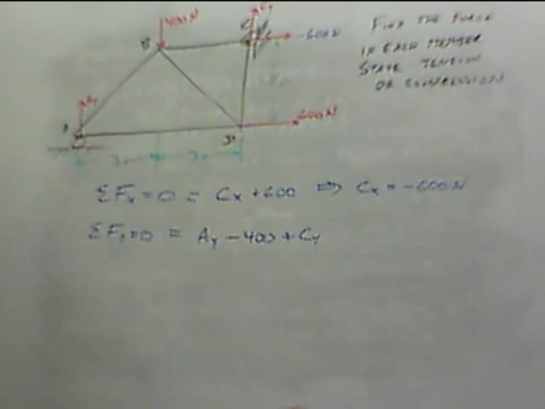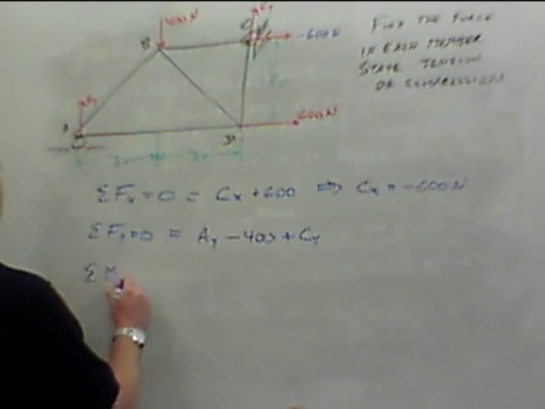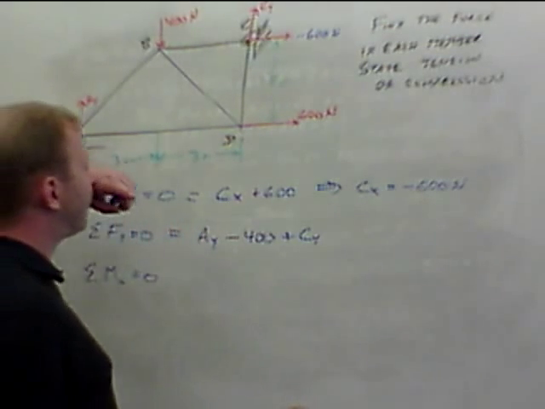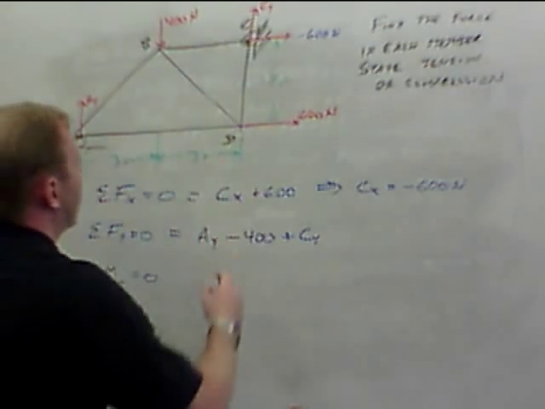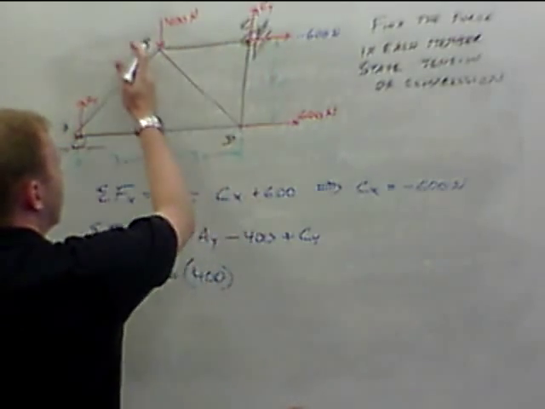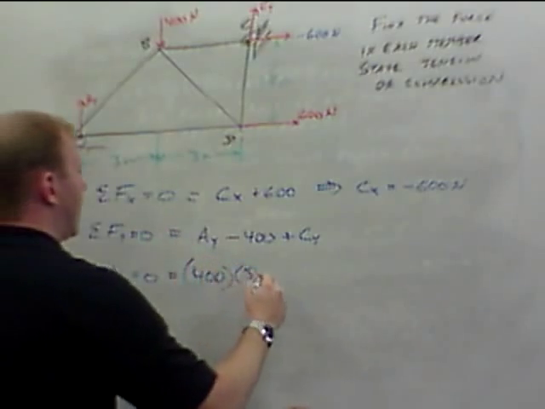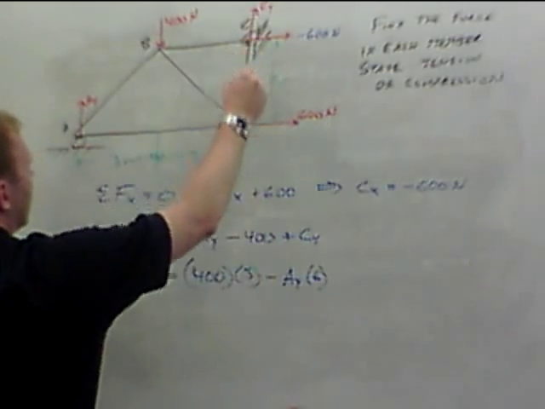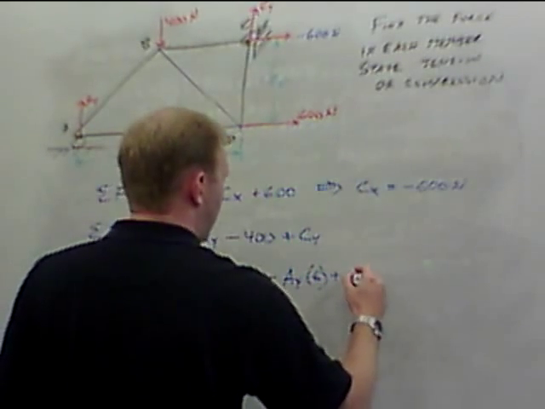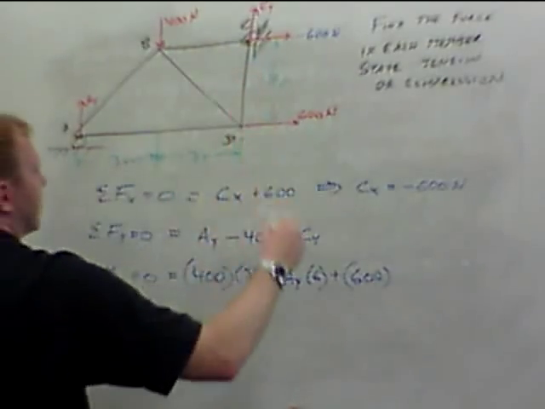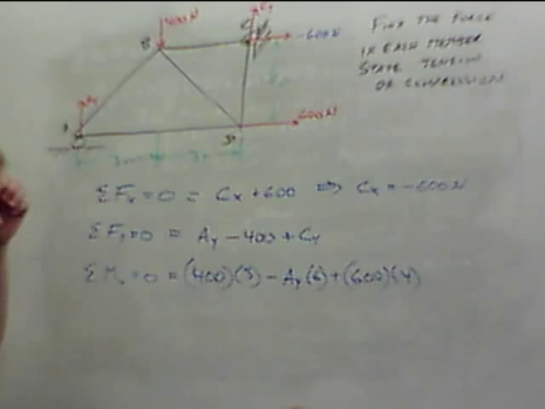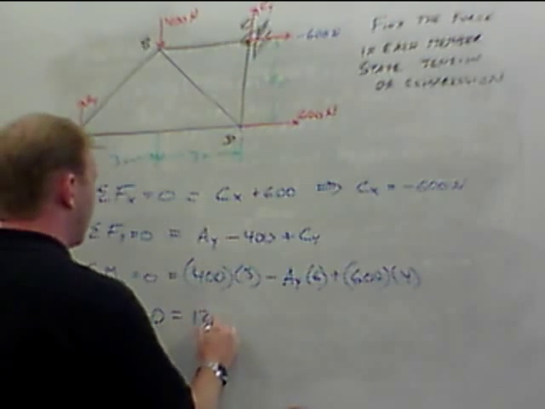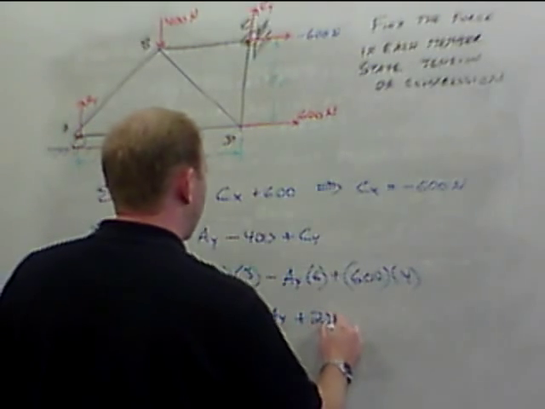We need to use summation of moments. The one that makes sense is to take a moment about C, because that's going to cause the most things to drop out. So summation of moments about C equals zero. We start here: 400 newtons causing a counterclockwise rotation, so 400 times that distance, 3 meters. Ay is causing clockwise rotation, so minus Ay times 6 meters. Then the 600 newtons causing counterclockwise rotation times its vertical distance of 4 meters. So 0 equals 1200 minus 6Ay plus 2400.